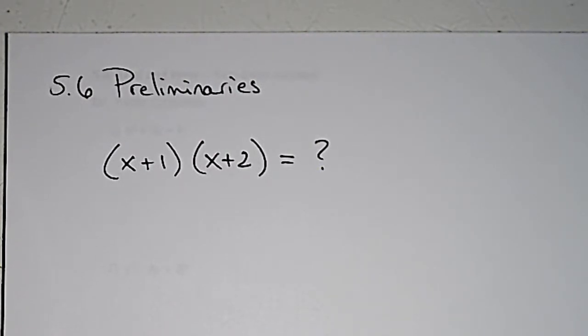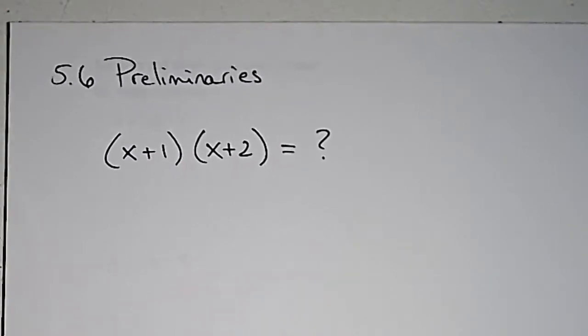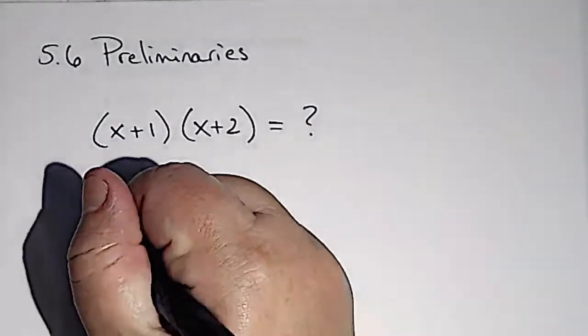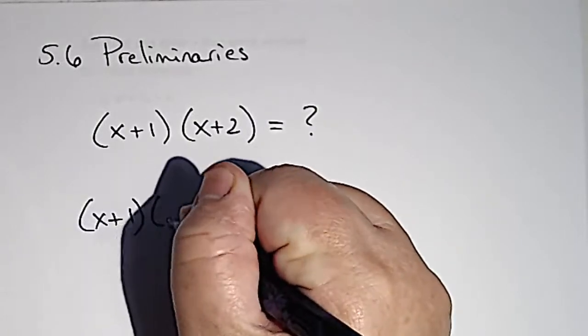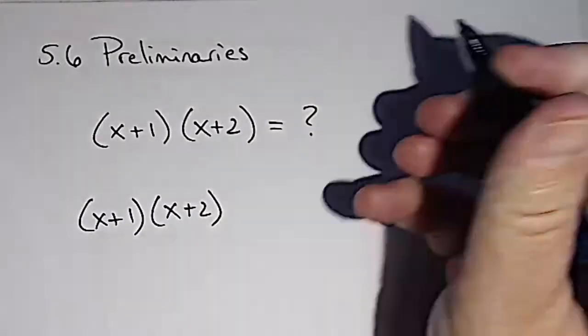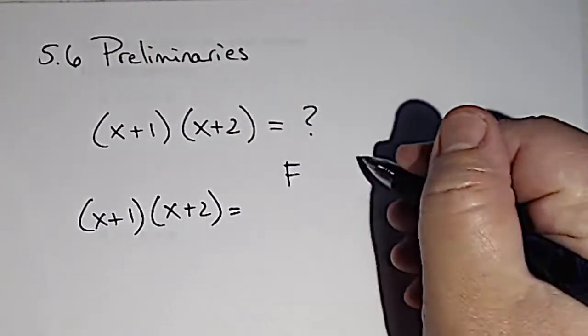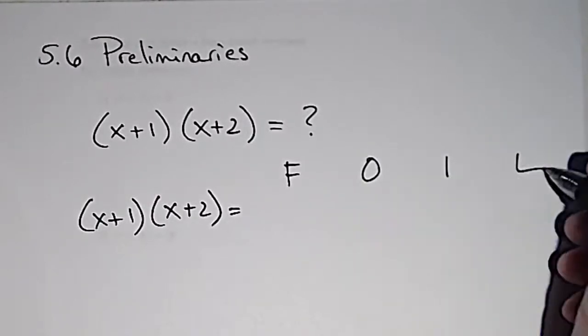Before we get into 5.6, we're going to do some preliminaries. This is almost factoring trinomials, but I want to review a little bit of multiplication. So we're going to use FOIL to multiply two binomials: first, outer, inner, last.